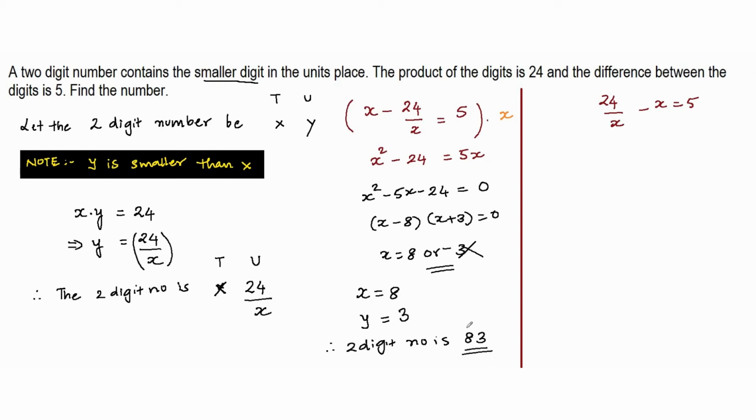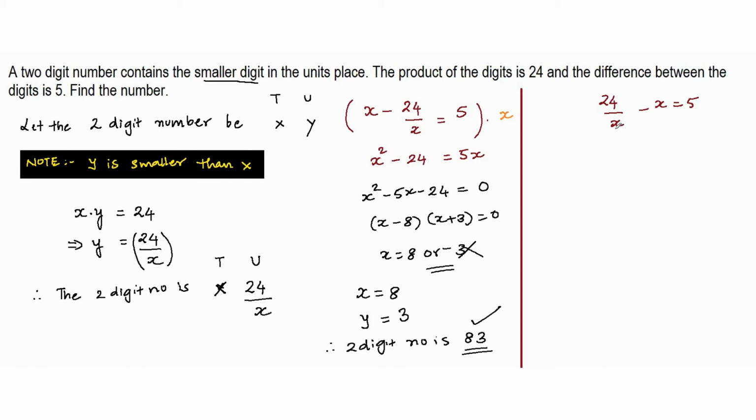Right? So does it satisfy both the conditions? The product of the digits is 24, condition satisfied. The smaller digit is in the units place, condition satisfied. And the difference between the digits is 5, condition is satisfied. So 83 is basically satisfying all the conditions.